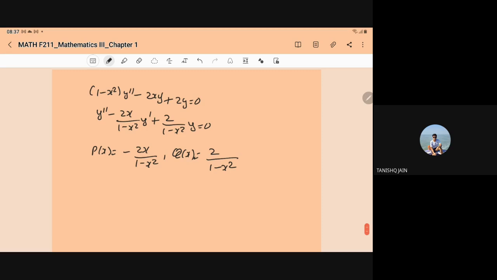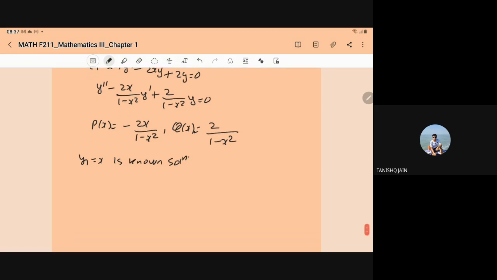Because in the formula we require the standard p. So here we have a second order linear equation. Now y1 is equal to x is the known solution, it is given to you. So now we have to determine the second linearly independent solution.